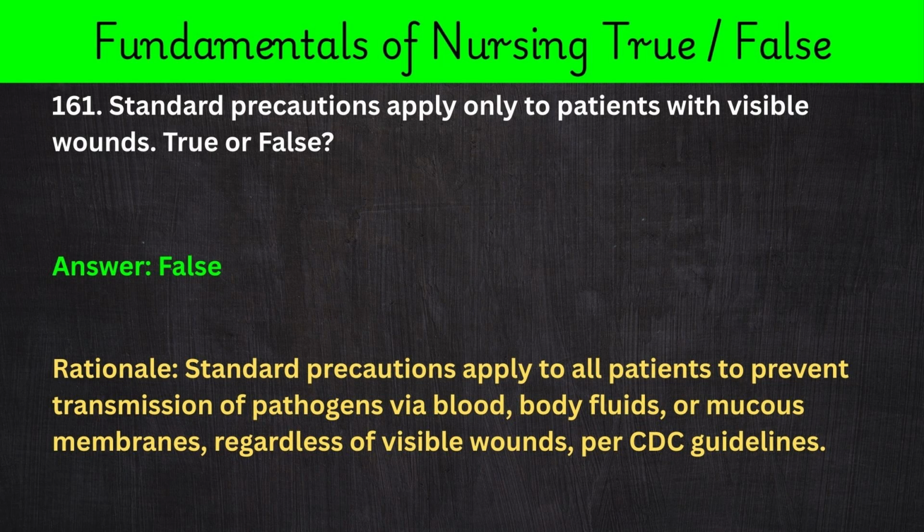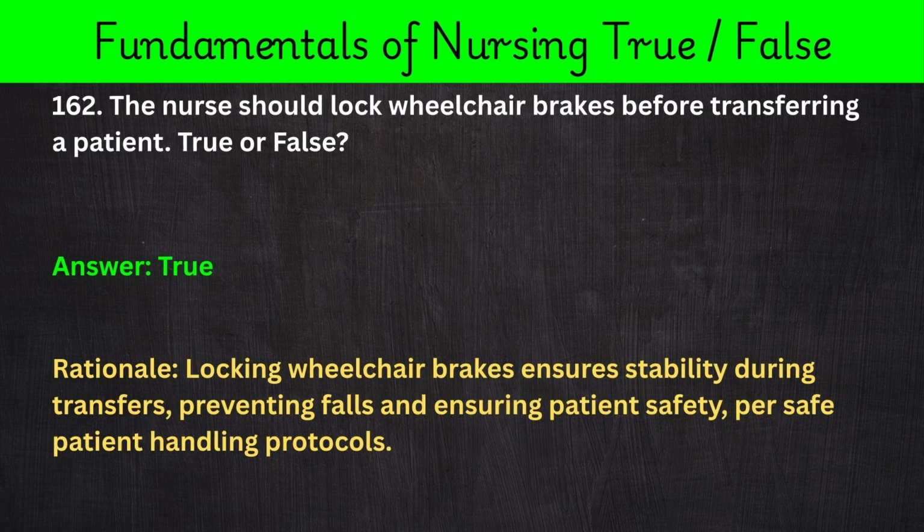161. Standard precautions apply only to patients with visible wounds. True or false? Answer: false. Rationale: standard precautions apply to all patients to prevent transmission of pathogens via blood, body fluids, or mucous membranes, regardless of visible wounds, per CDC guidelines.